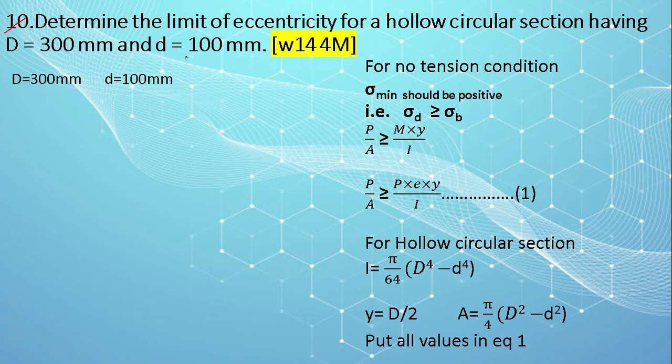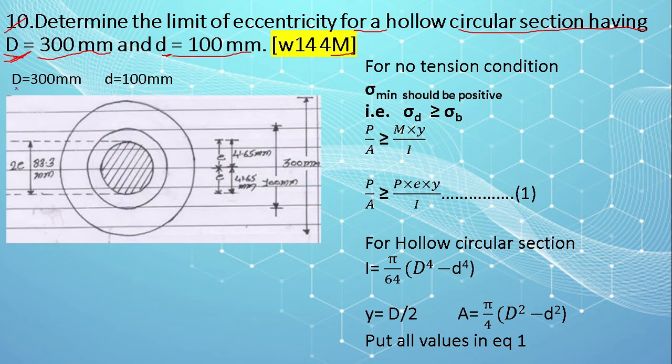Problem number 10. Determine the limit of eccentricity for a hollow circular section having capital D equal to 300 mm and small d equal to 100 mm, where small d means internal diameter and capital D means external diameter. This question is from the winter 14 paper. This was for 4 marks. So they have given capital D equal to 300 mm and small d equal to 100 mm.